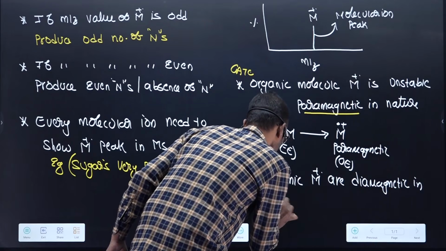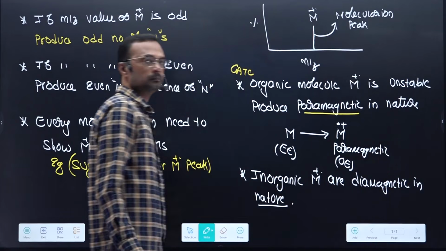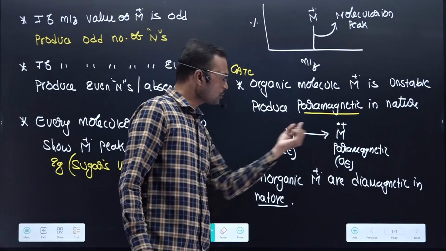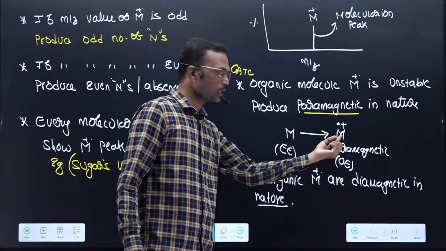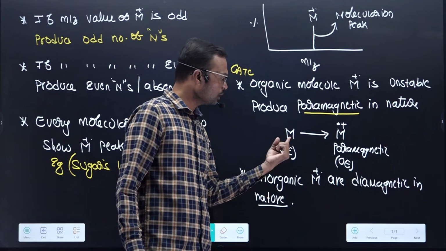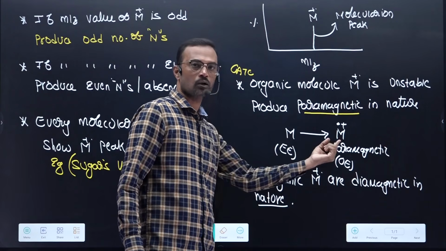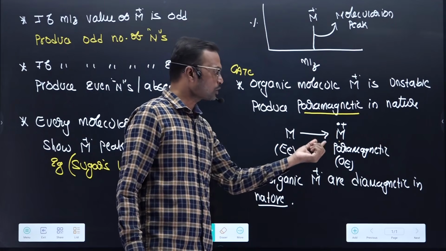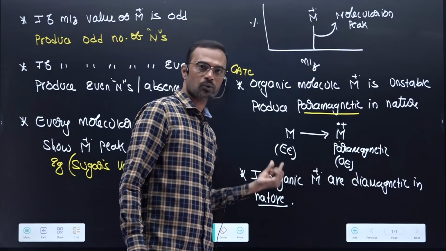They are diamagnetic in inorganic, but organic is paramagnetic. You compare these two molecular ions. Inorganic unstable becomes stable, meaning paramagnetic to diamagnetic. But when you take any organic molecule, after losing an electron it forms an odd-electron ion, meaning stable to unstable. So that's why organic molecules effectively undergo fragmentation as compared to inorganic molecules.